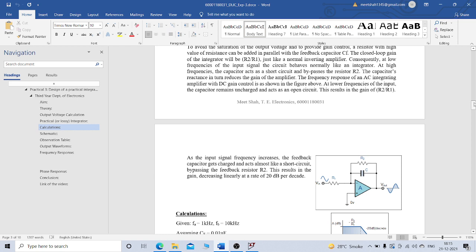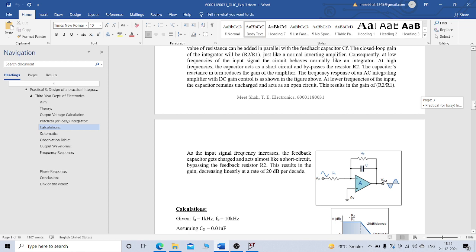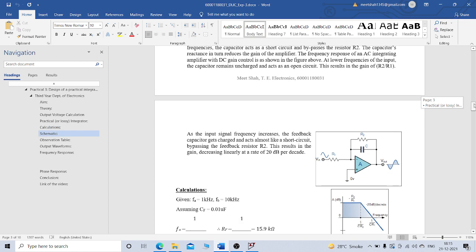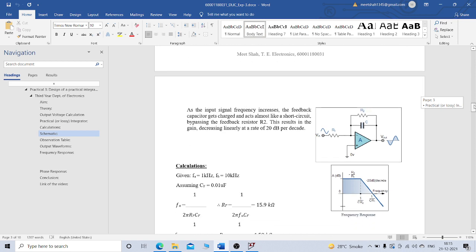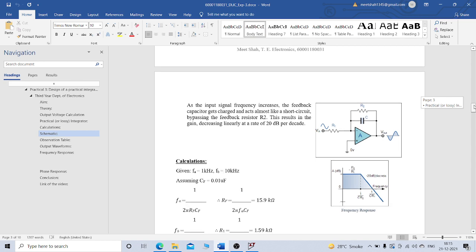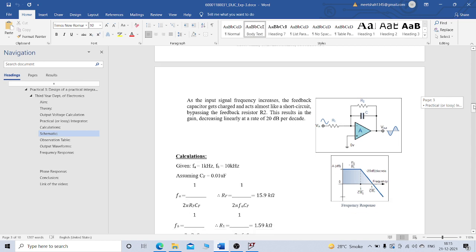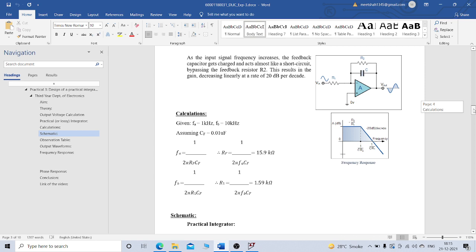The frequency response of an AC integrating amplifier with DC gain control is shown in the figure below. At lower frequency of the input, the capacitor remains uncharged and acts as an open circuit. The result is the gain of R2 upon R1. As the input signal frequency increases, the feedback capacitor gets charged and almost acts like a short circuit, bypassing the feedback resistor R2. This results in the gain decreasing linearly at the rate of 20 dB per decade.